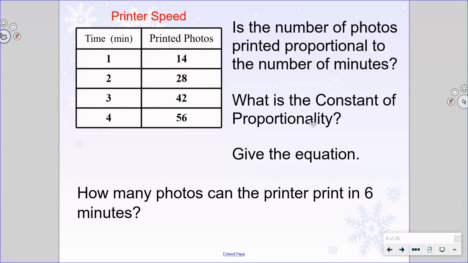Now, we already know that when we are examining the ratios, we want to make sure to write as in the number of photos depends on the time. So in this case, we have 14 to 1, we have 28 to 2, we have 42 to 3, and we have 56 to 4. Now, if you were to divide or reduce each and every one of those, you would find, yes, there is a constant of proportionality. Therefore, is it proportional?